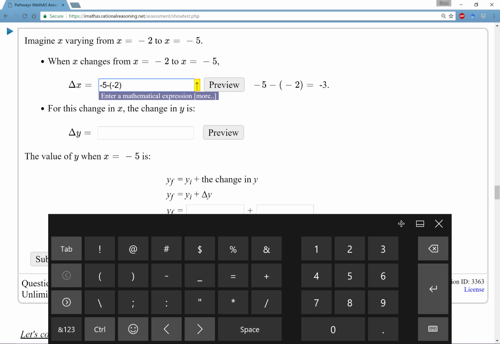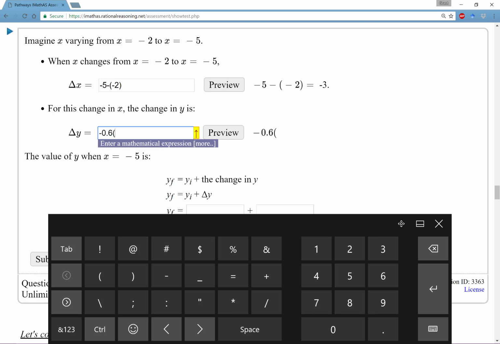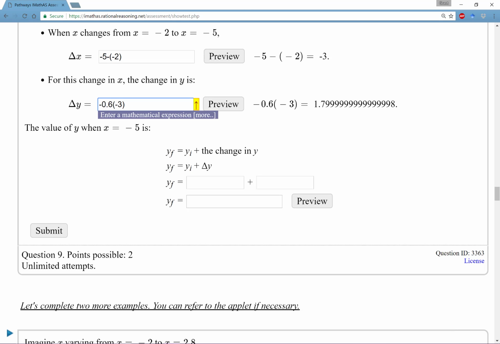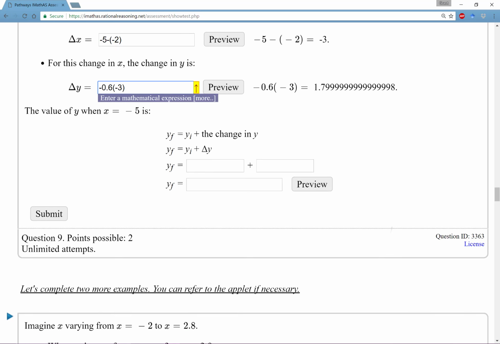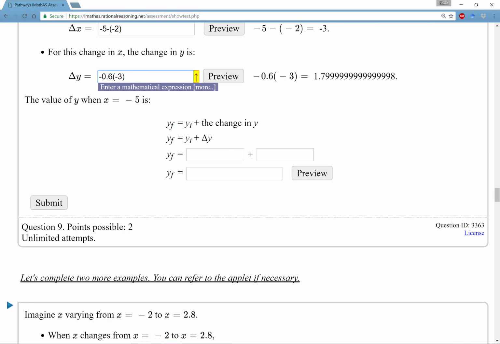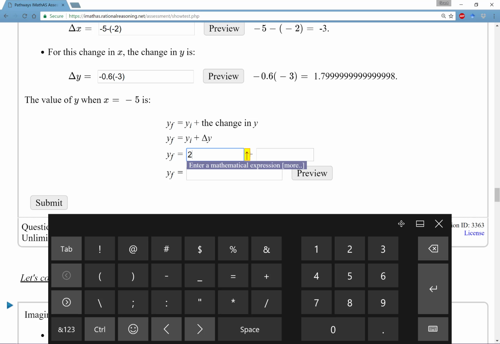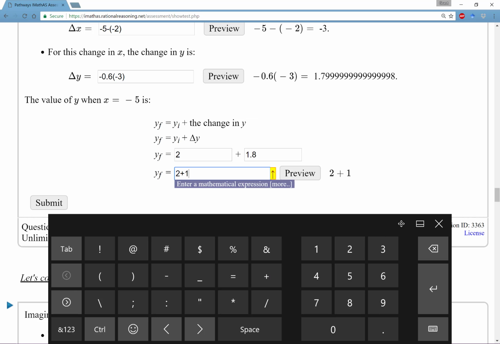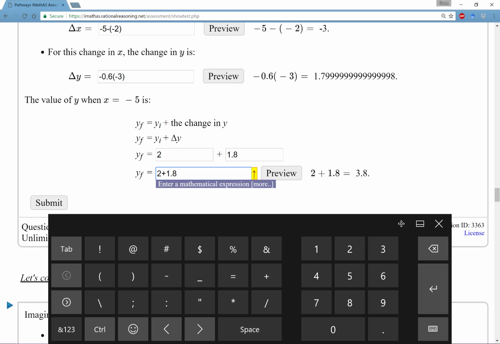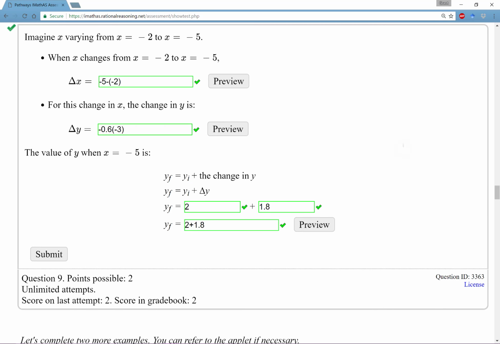And we know that the change in y has to be negative 0.6 times as large as this change in x. So the change in y is going to be negative 0.6 times negative 3. So this change in y is about 1.8. It's actually exactly 1.8. iMathAS just has some rounding errors every now and then. So the value of y when x equals negative 5 is going to be equal to the initial value of y, which was 2, plus however much y changed by, which in this case was 1.8. This tells us that the final value of y is 2 plus 1.8, and that value is equal to 3.8. So if we submit this, we get green boxes.